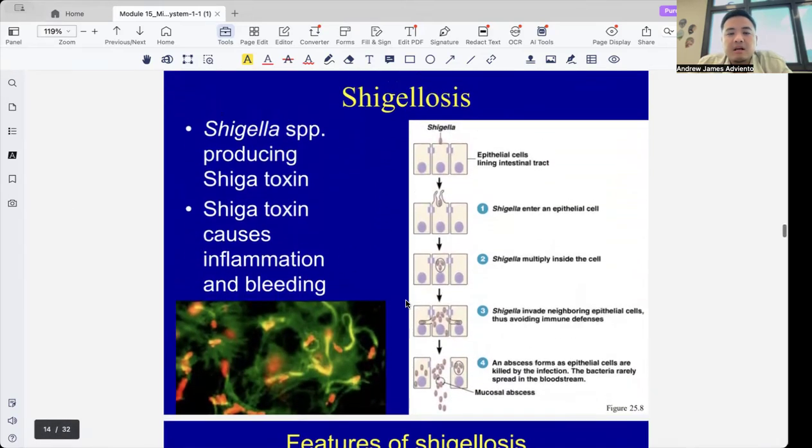Next, shigellosis. Symptoms include fever, diarrhea, and abdominal pain. It spreads through contaminated food and water. Proper sanitation is key in prevention.